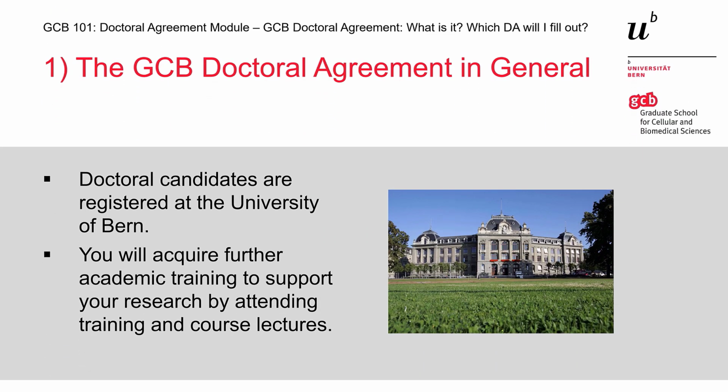Step 1. The GCB Doctoral Agreement in general. Doctoral candidates are registered at the university. Most GCB doctoral candidates are also employed at the University of Bern. Doctoral candidates registered with the GCB acquire further academic training to support their research by attending training and course lectures and thus earning ECTS.